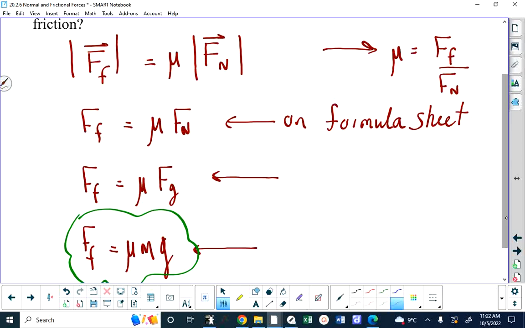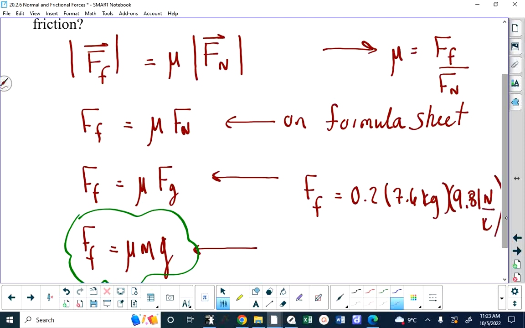Anyway, we can calculate this. It's the force of friction equals mu, which is 0.2, times the normal force, which is the force of gravity in this case, which can be found by taking the mass. I'm going to go with units today, times the gravitational field strength. I hope my habit of writing kilograms or newtons per kilogram is rubbing off on you. Something you should do when you're not talking about acceleration.